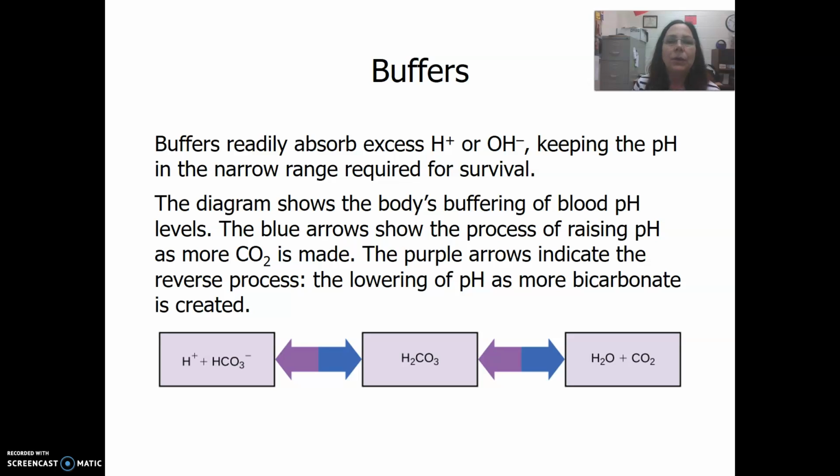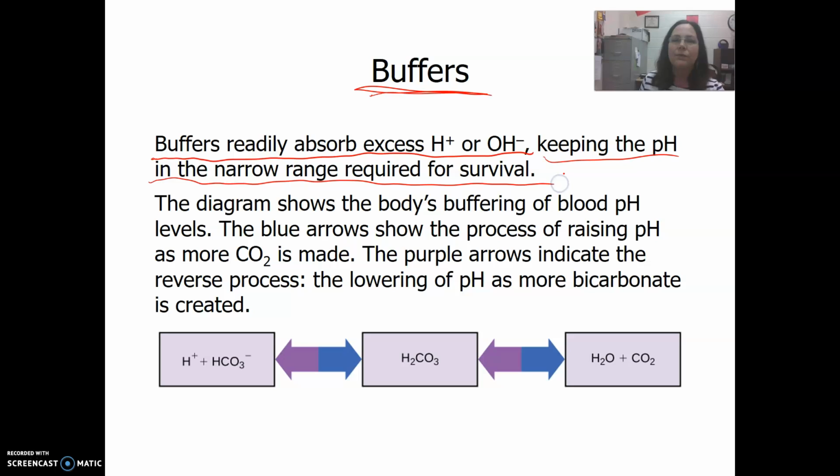Okay, now a chemical is called a buffer if it is able to resist a change in pH. It's able to keep the pH within a narrow range. So buffers, if hydrogen is added so the pH lowers, the buffer can absorb excess hydrogen and the pH will raise back to what it normally was. Or the buffer can absorb excess hydroxide and lower the pH. So what buffers do, they're chemicals that keep the pH in a narrow range required for survival. It's one of the body's regulatory mechanisms.